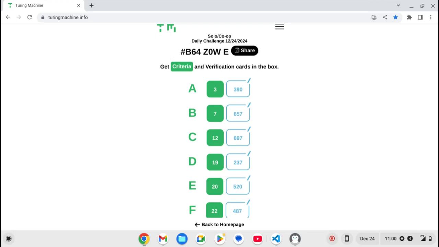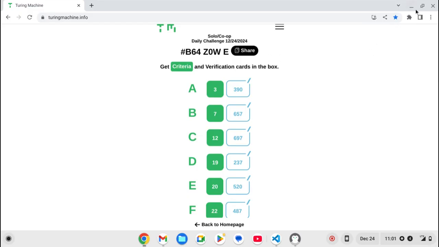Let's begin. Today's December 24th, 2024, and we're solving the Daily Turing Machine Puzzle. Today's puzzle uses the following 6 criteria cards: criteria cards 3, 7, 12, 19, 20, and 22. And the puzzle uses the blue verification cards. The code above is your way to get more information on today's puzzle by searching the code on turingmachine.info.